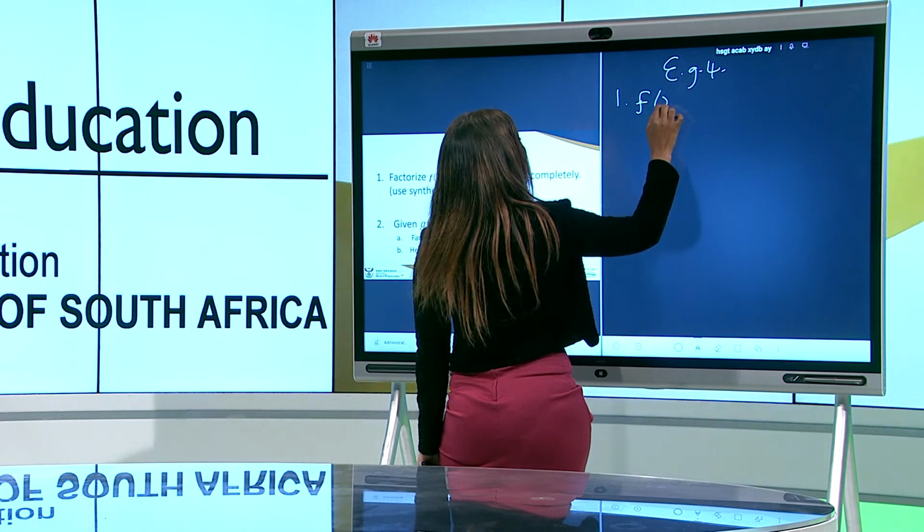The first question: you are given f(x) equals negative x cubed plus 7x squared minus 15x plus 9. What did I say? You need to start by finding all the factors of the constant. In this case, our constant is positive 9, so the factors are plus or minus 1, plus or minus 3, plus or minus 9. Those are the factors of our constant 9.